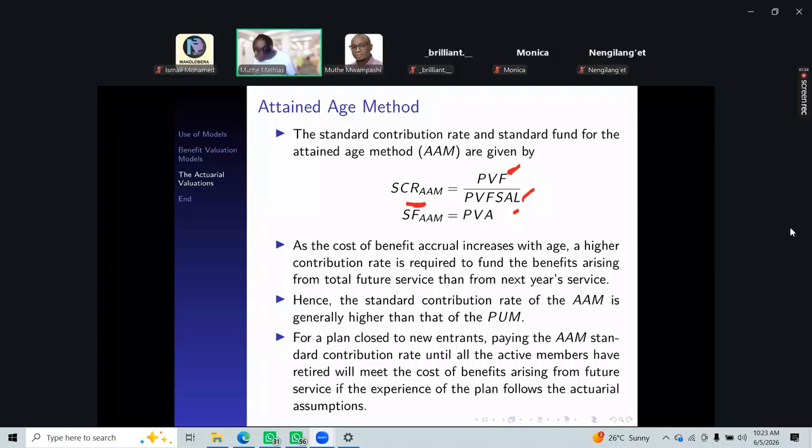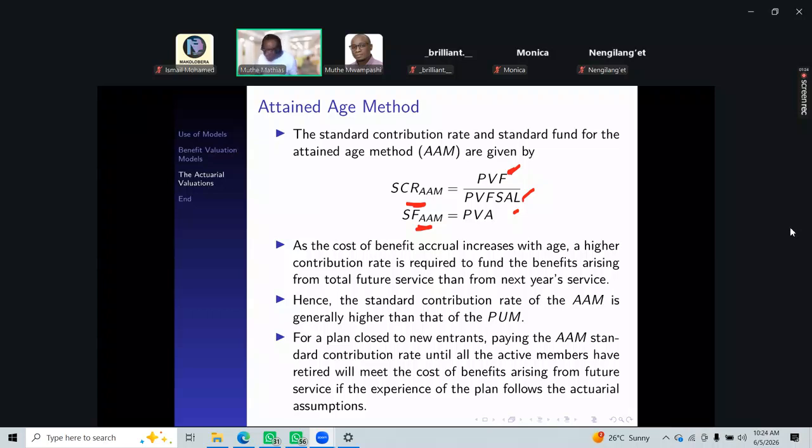Because here the target is the same. We want to make sure that the standard fund equals the actual fund, which equals the present value of all accrued benefit. So if you assess your pension and you find that the actual fund equals the standard fund, of course, you are in a good position, right? Otherwise, of course, you have to do some revision.